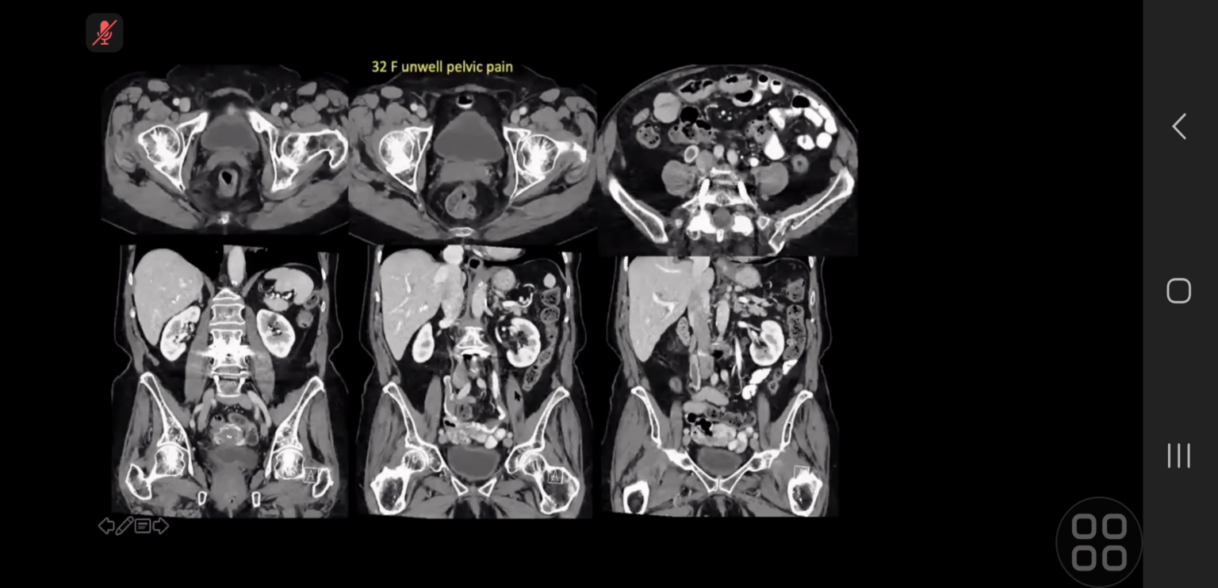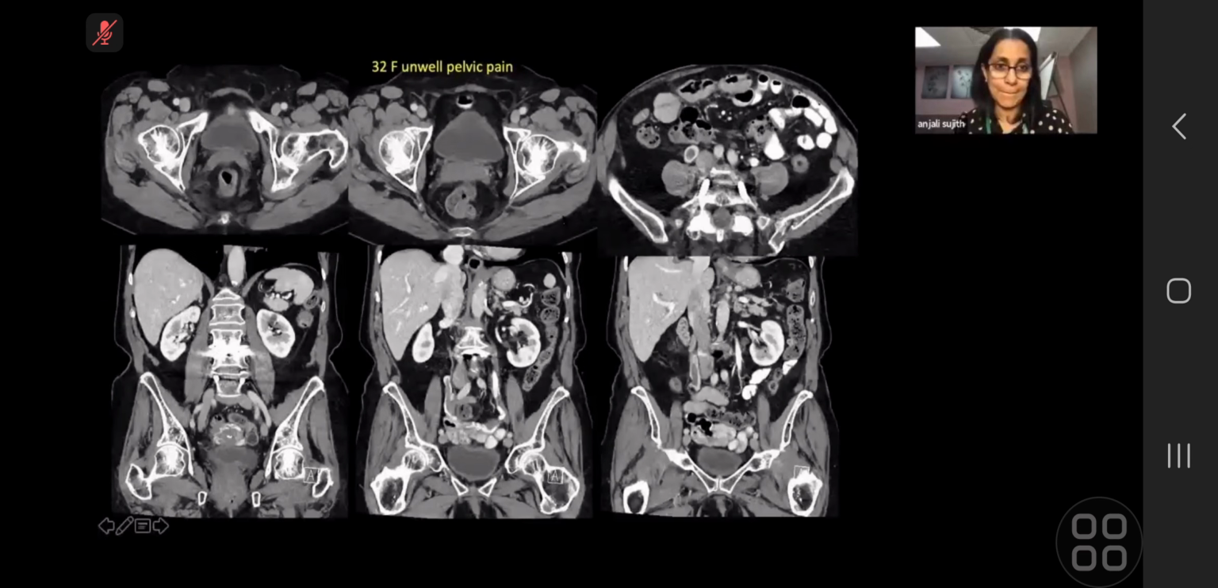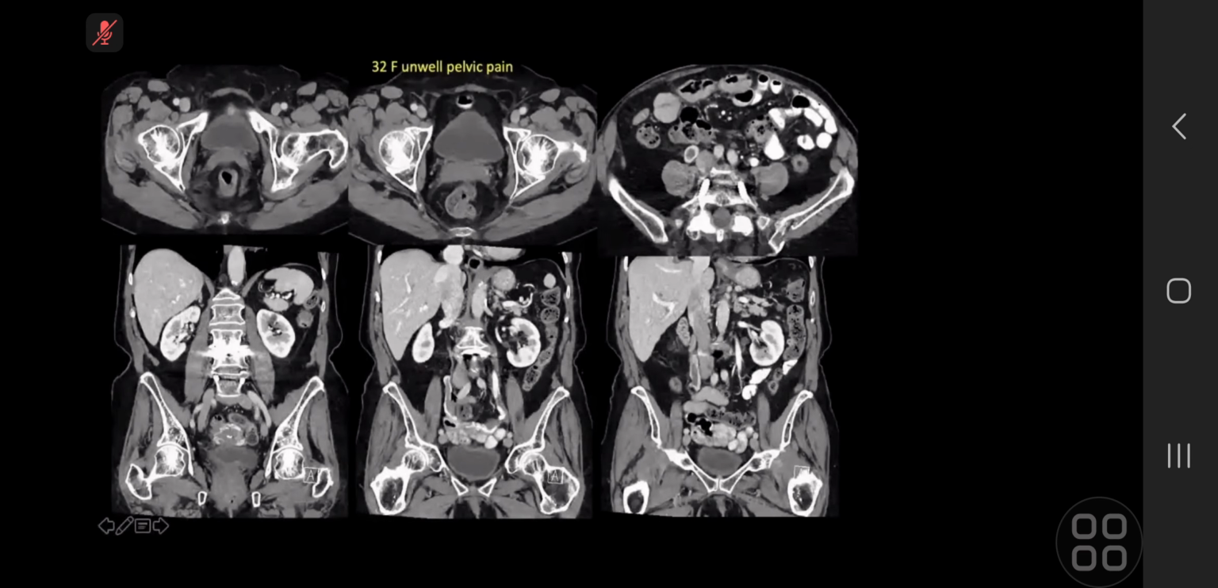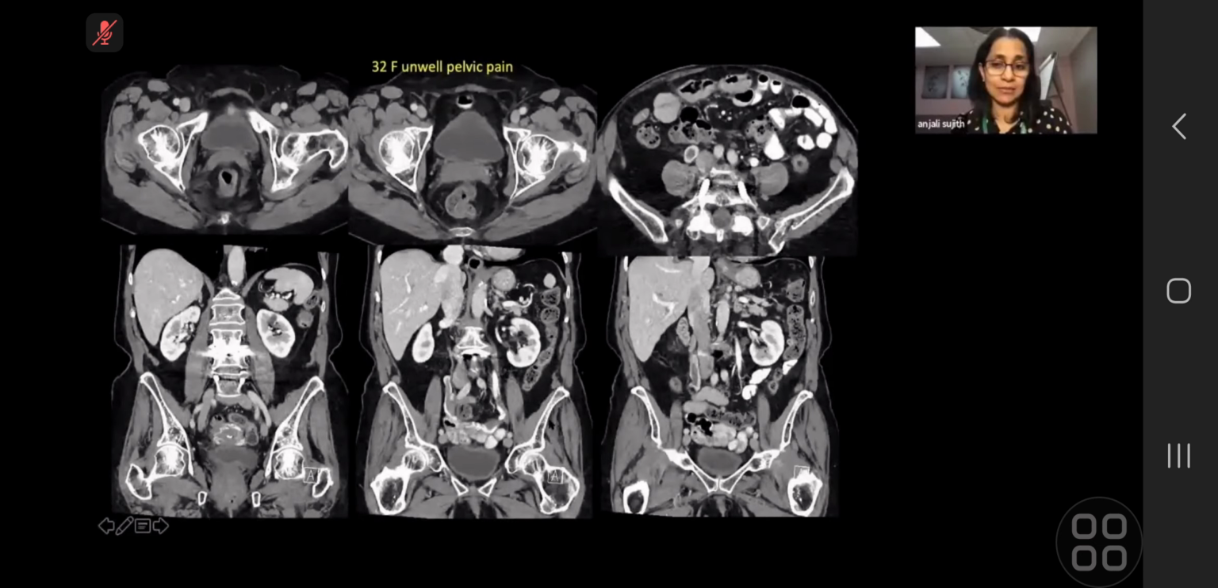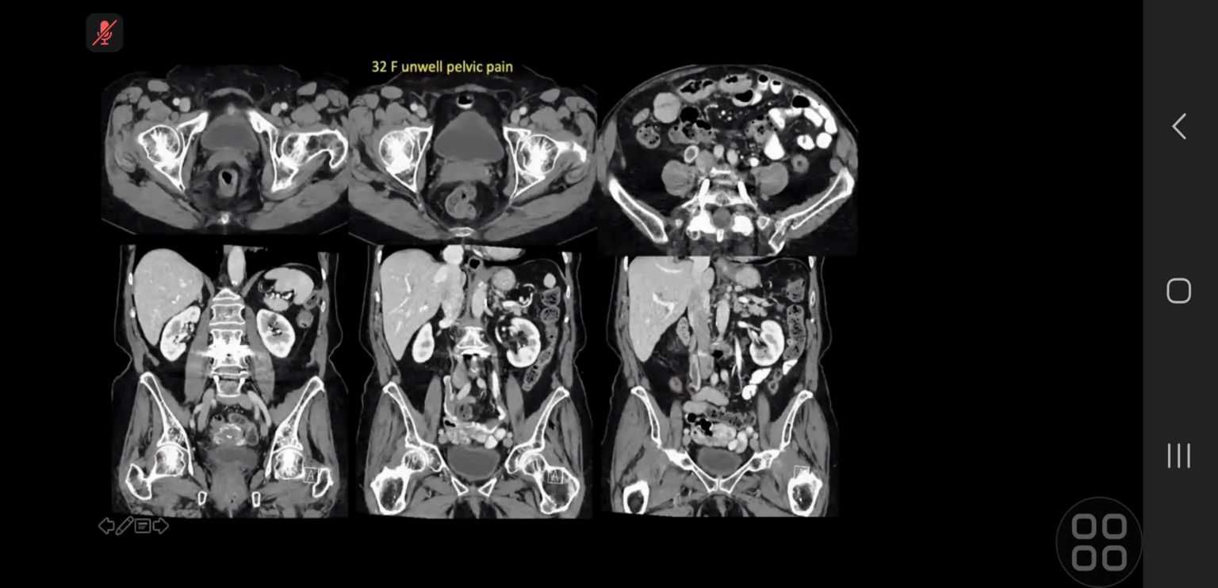Okay, so these are axial and coronal CT with contrast of the abdomen and pelvis. The most striking finding I can see is on the top right corner image. I can see that the right ovarian vein is markedly distended with a large central filling defect. Good. And the lower image also confirms this in a longitudinal section. Good. So what's the diagnosis? Yeah, so it's right ovarian vein thrombosis.